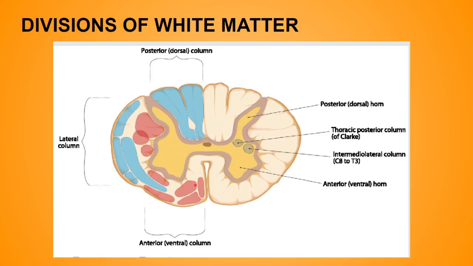The anterior white columns are joined together by the white commissure. This is the white commissure. This is the gray commissure, transverse commissure. This is the white commissure or anterior white commissure. Okay, and each white column is actually made up of tracts which are either ascending or descending. Ascending will be the sensory and descending will be the motor.